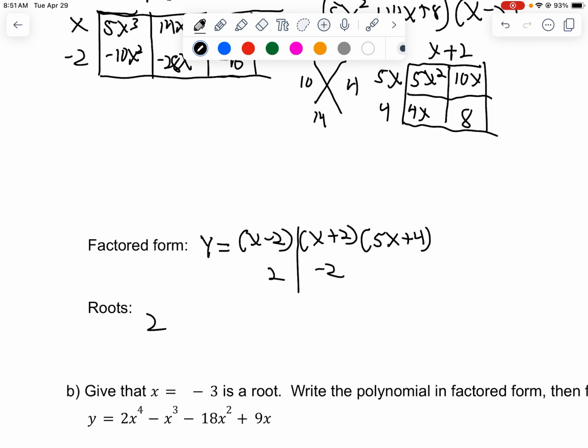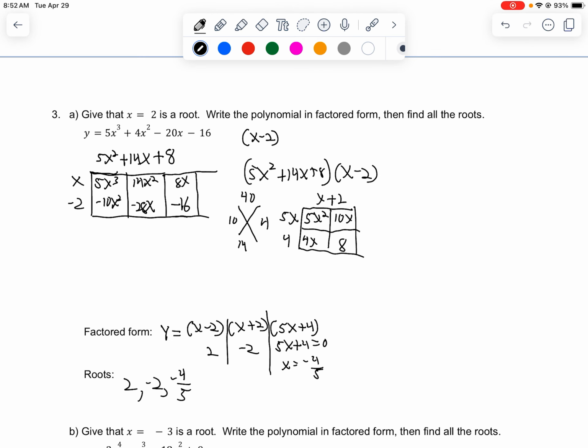That's a negative 2. This is the only one that's a little ugly, because you have to solve 5x plus 4 equal to 0. Subtract 4, divided by 5. You get negative 4/5. So you get 2, negative 2, and negative 4/5. All right? And that's when they gave you x equals 2 as a root.